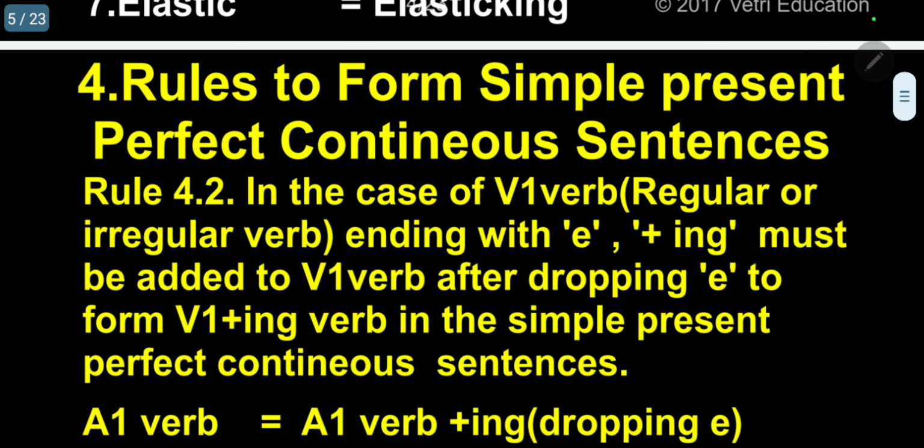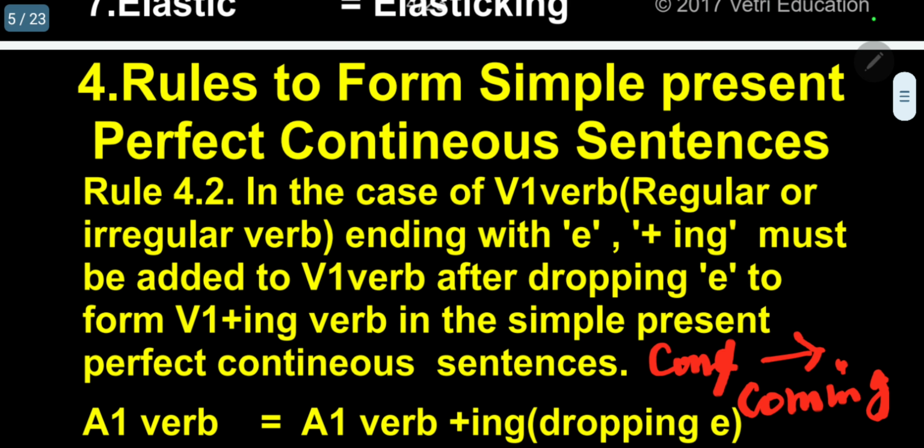So in the regular or irregular verb ending with E, let me take a simple example: come. When I want to convert it into simple continuous, I will remove E and add ing: coming. So this is rule 2. Kindly follow. In the case of a V1 verb, regular or irregular, ending with E, come is an irregular verb, ing must be added to the V1 verb after dropping E, to form the V1 plus ing verb in the simple present perfect continuous sentences.